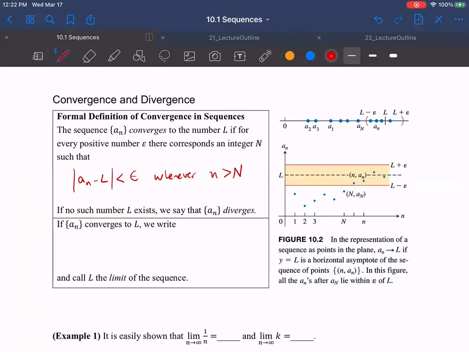So if A sub n converges to L, we write the limit as n goes to infinity of A sub n equals L, or you can write A sub n goes to L. And then we call L the limit of the sequence.